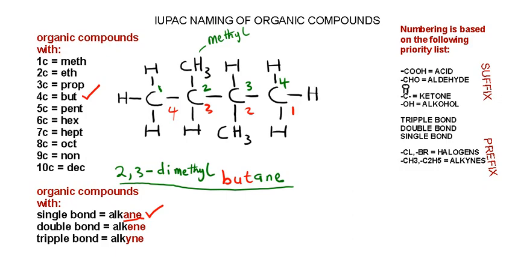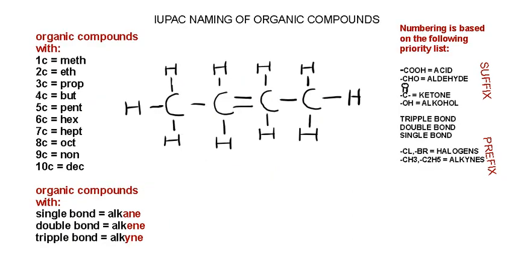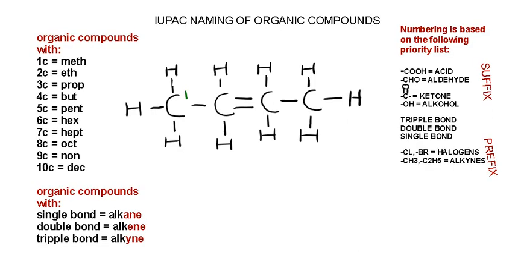Okay, another example. All right, we are going to start by numbering. In forward direction, we have 1, 2, 3, 4. In backward direction, we have 1, 2, 3, 4. Since we have identified 4 carbons, it is called but. So we write it as but.